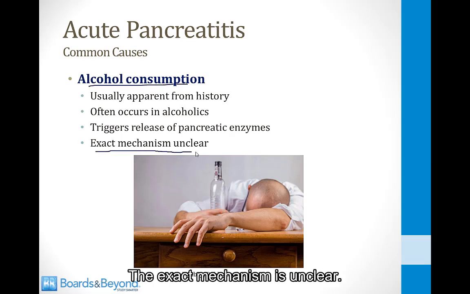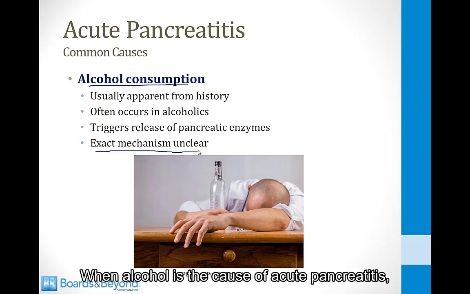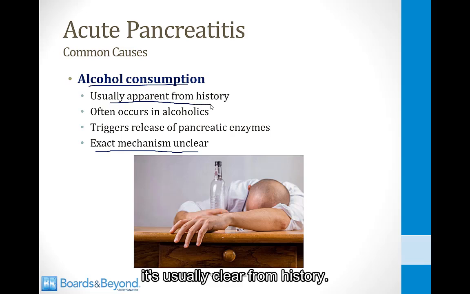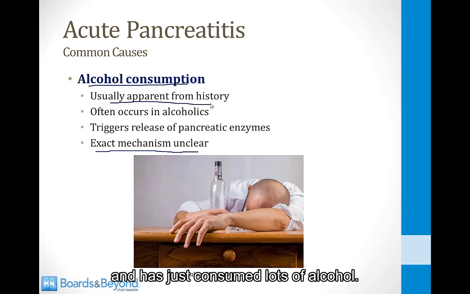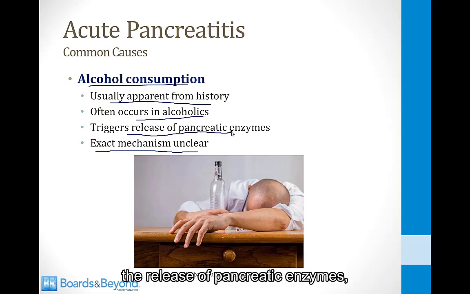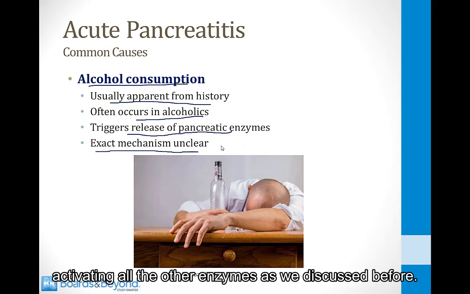The exact mechanism is unclear. When alcohol is the cause of acute pancreatitis, it's usually clear from history. This will usually be a patient who is a heavy drinker and has just consumed lots of alcohol. It often occurs in alcoholics. For reasons that are not entirely clear, alcohol can sometimes trigger the release of pancreatic enzymes, and then you can get trypsin activating all the other enzymes as we discussed before.